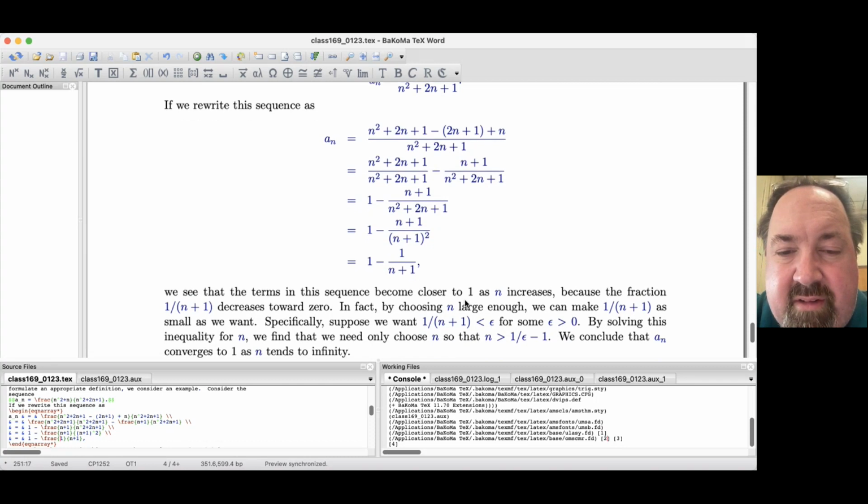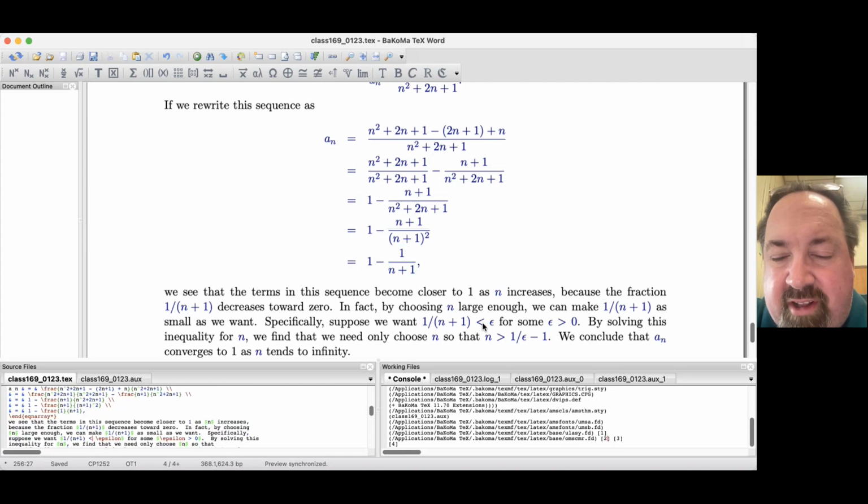So another way of putting it is I can make this number, 1 over n plus 1, as small as I like. So within any distance epsilon greater than 0, no matter how small epsilon is, as long as it's still positive, I can find an n that makes this number smaller than epsilon. And here's how I could do that.